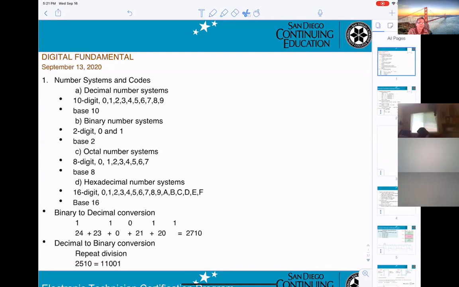First thing is the decimal number system. They go from 0 to number 9, so they get 10 digits, and that's why it's base 10. That's a very simple thing, nothing more we can say about the decimal number system.